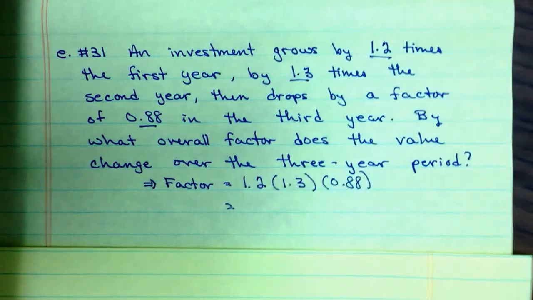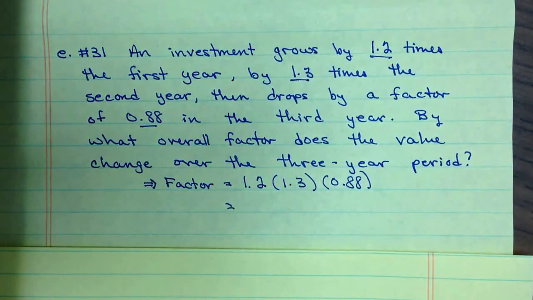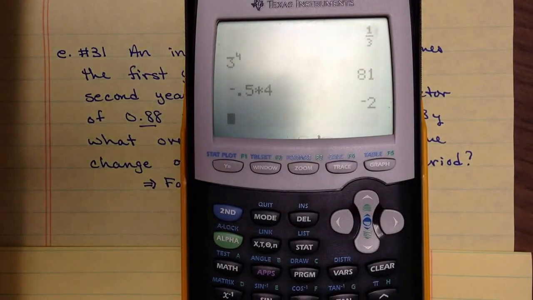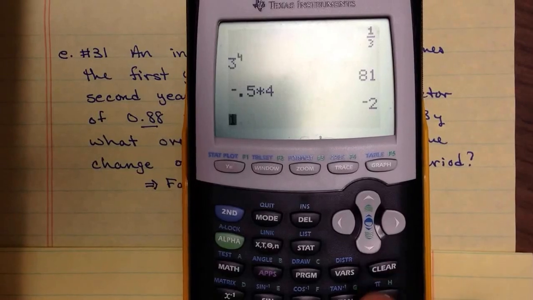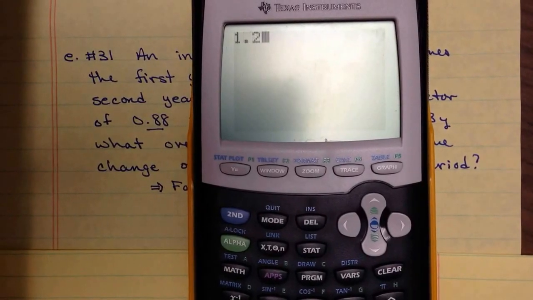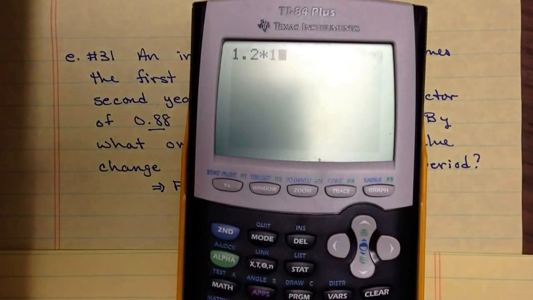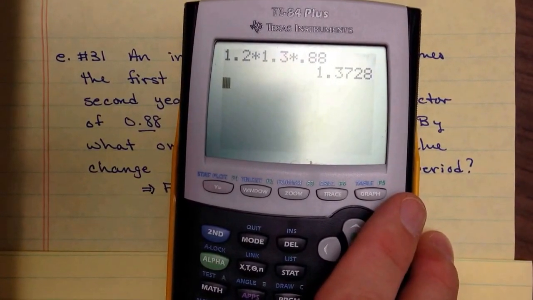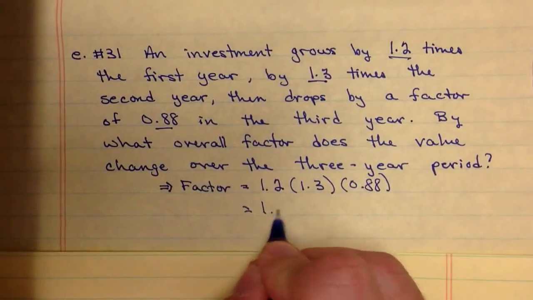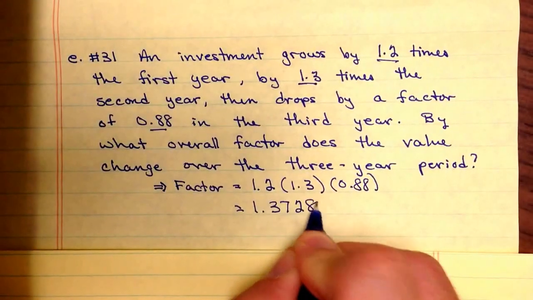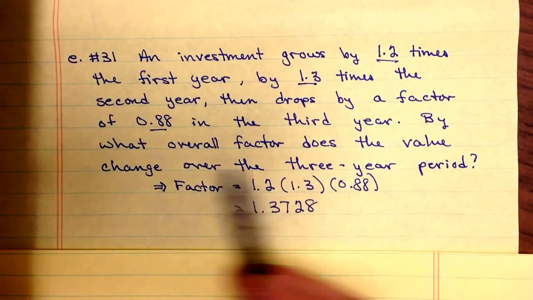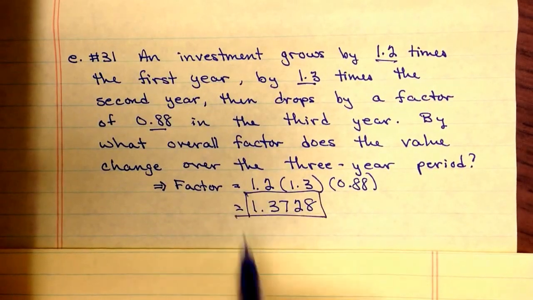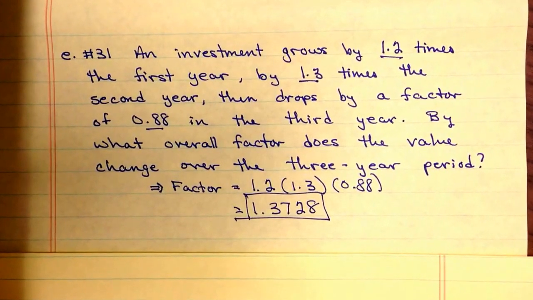And if we take our calculator out, say 1.2, times 1.3 times 0.88, and we get 1.3728. So this is the answer. This is the overall factor that the value changes over the 3-year period. Done.